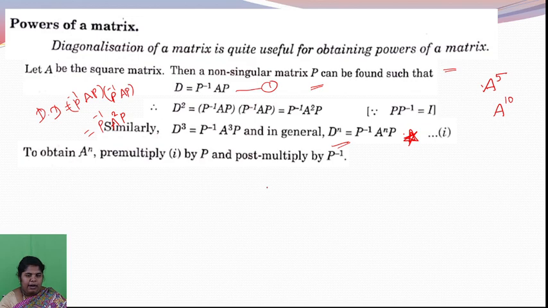To obtain the power of the matrix, in this expression, pre-multiply by P, that is, in the front multiply by P, and post-multiply by P inverse. So we get P D power n P inverse. Similarly on the right side also, pre-multiply by P and post-multiply by P inverse.